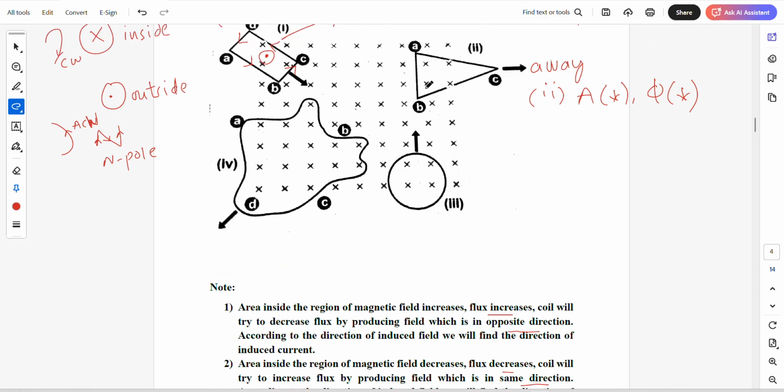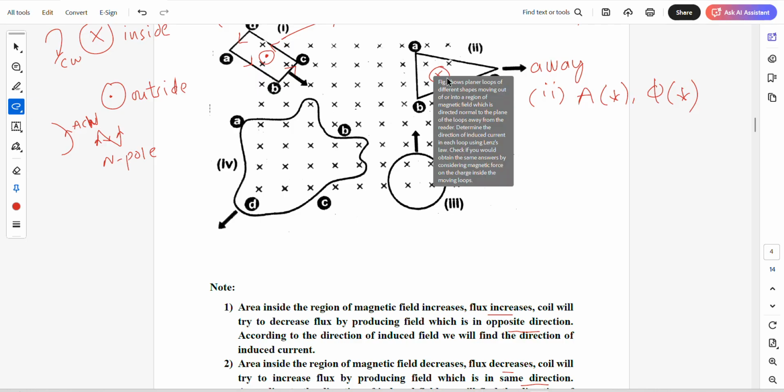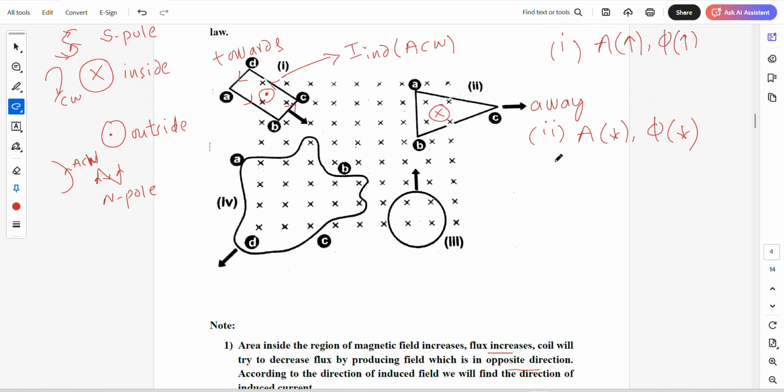Same direction, so this will produce the same field, which is called S pole, south pole. Now we know in case of south pole, the direction of induced current will be in the clockwise direction. Okay, this is what? I induced is clockwise. This is only the concept.